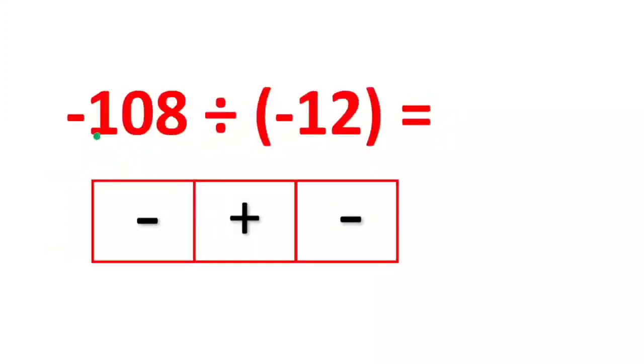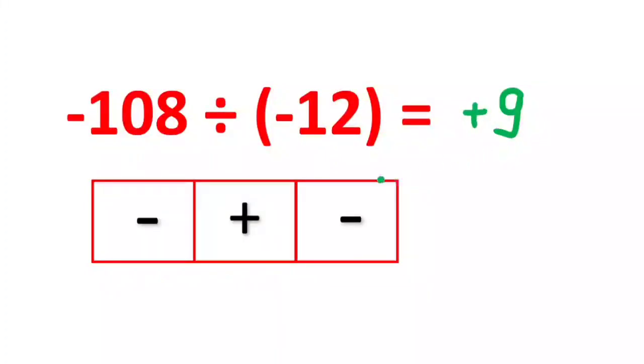So this is the last question. Negative 108 divided by negative 12. First simply we divide 108 divided by 12. So we get answer 9. What will the sign be here? Only match. Simply we match, this negative is matching, this negative is matching, remaining sign is positive. So we get answer positive 9.